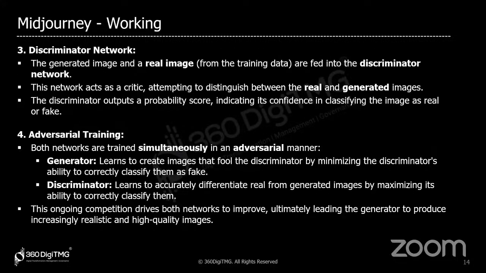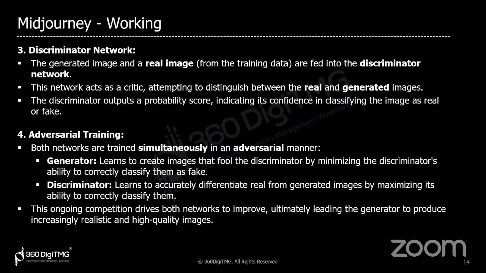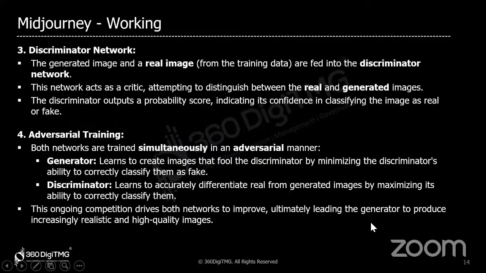Then after the generator removes the estimated noise from the generated image, our discriminator will decide whether it's a real image or a fake image. Okay, so whatever is fake, it will remove as noise. The generated image and the real image from the training data set are fed to the discriminator.